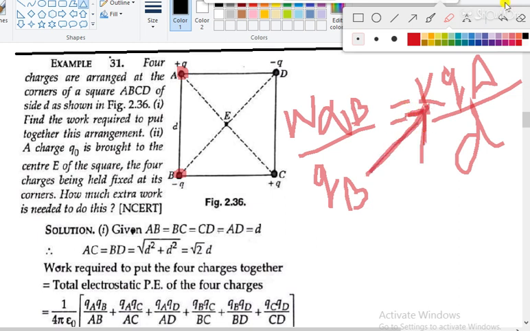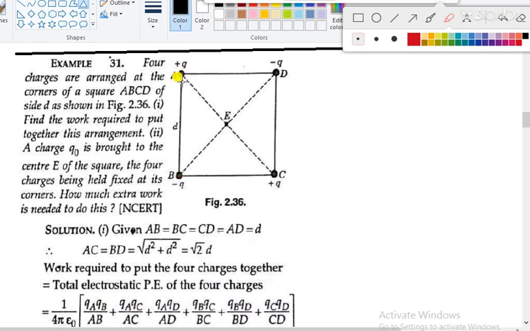So that means your work done will be, your energy will be K into QA into QB by D. So students, now I am erasing it. When we are moving B charge from infinity to this point B, then your work done is this one. I hope this is clear. So this is the amount of work done when we are moving B from infinity to B, and this is the amount of work done.